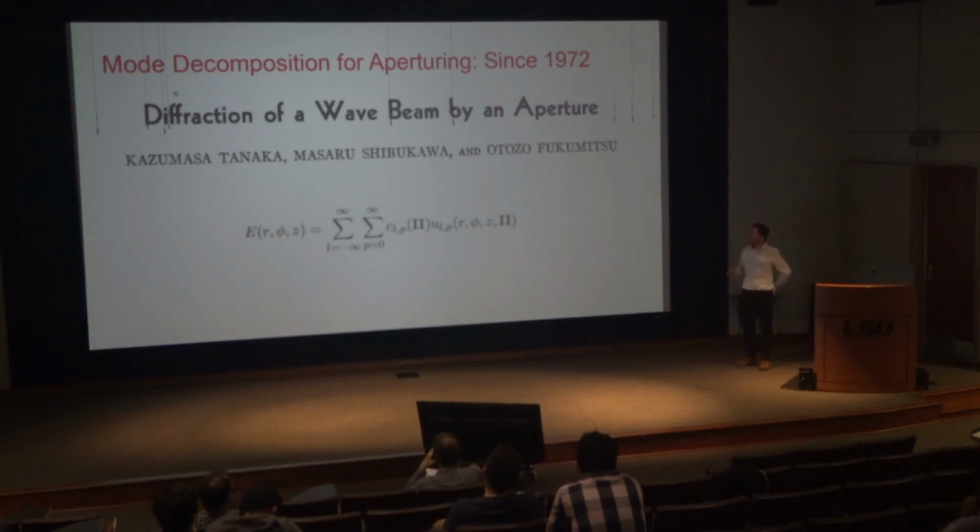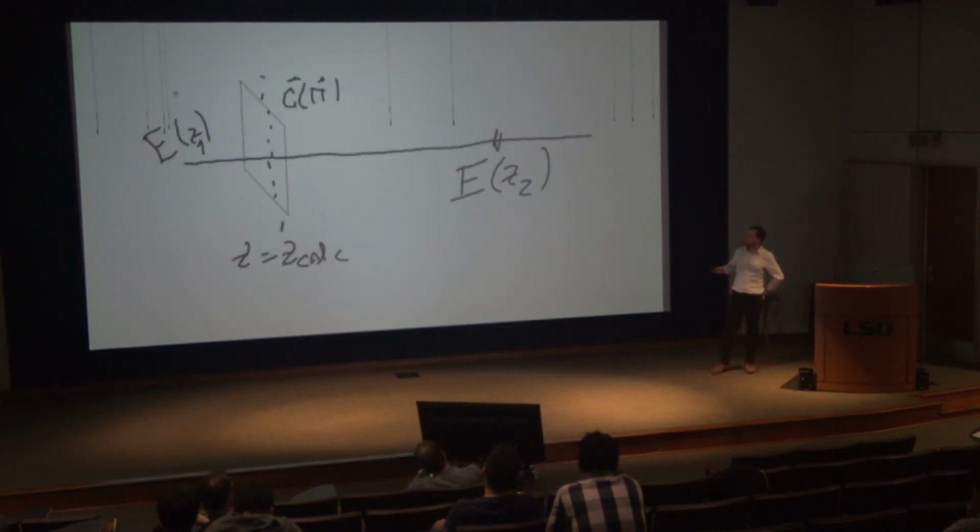And for classical diffraction theory, this decomposition theory has been in use since the 1970s. Let's say for a given plane throughout the propagation axis, you take a slice, and at that slice, if you decompose your beam into these coefficients, then you can basically find your E field far away.